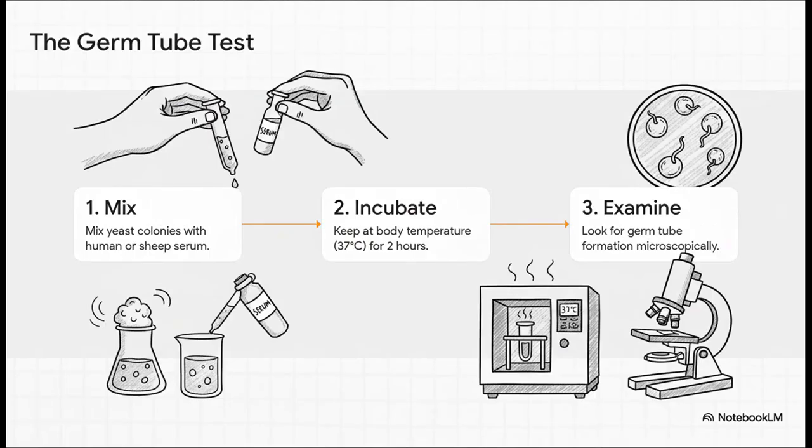So how does a test like the germ tube test actually work? It's a really clever and fast way to ID Candida albicans. Essentially, we trick the yeast. By mixing it with serum and warming it up to body temperature, we're simulating an invasion. And if it really is C. albicans, it'll start to form these little filaments called germ tubes, which is a key step for it to cause an infection. Seeing those tubes is our confirmation.